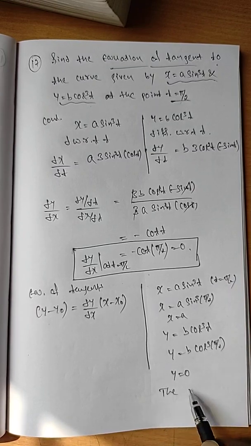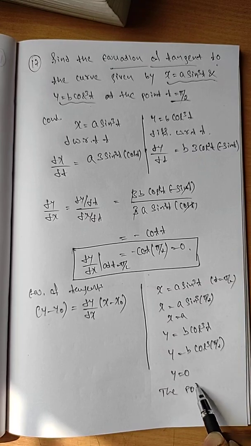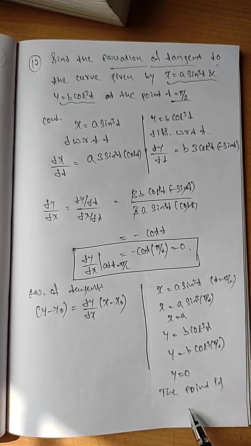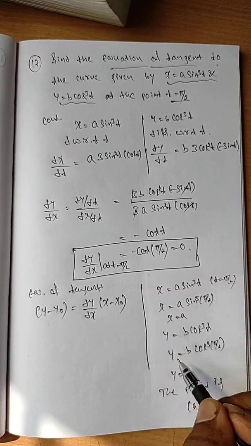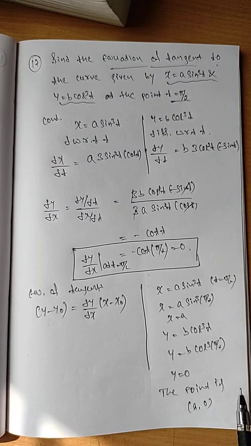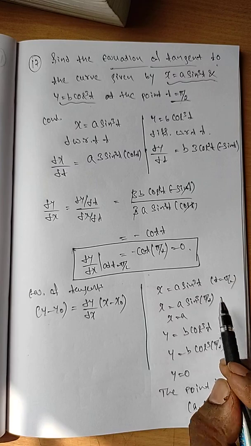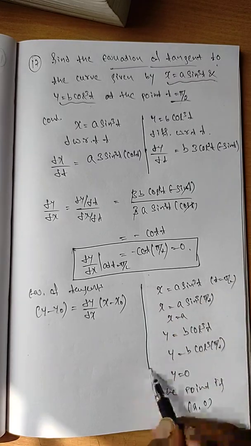So the point will become a comma 0. The point is a comma 0. Is it clear? The slope is 0. The point is a comma 0.